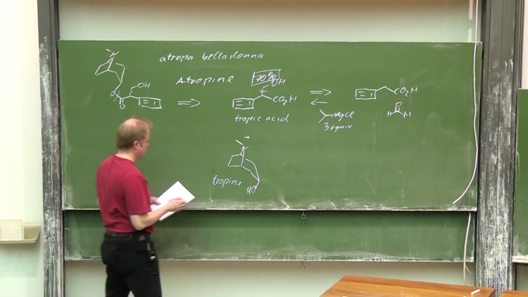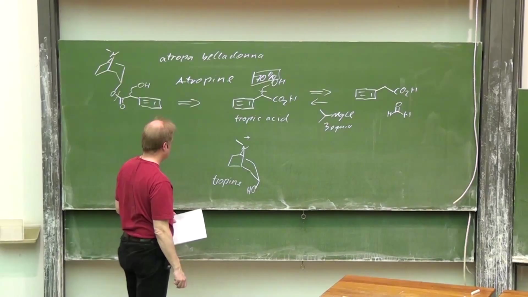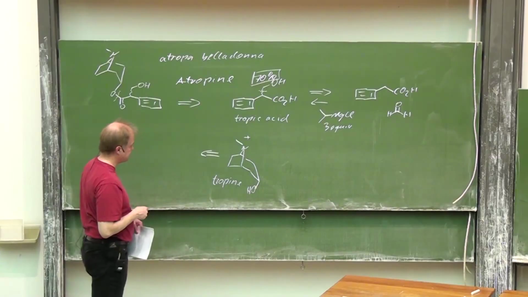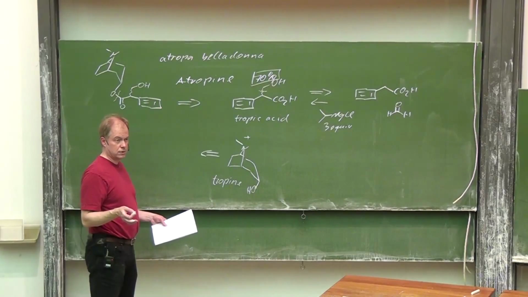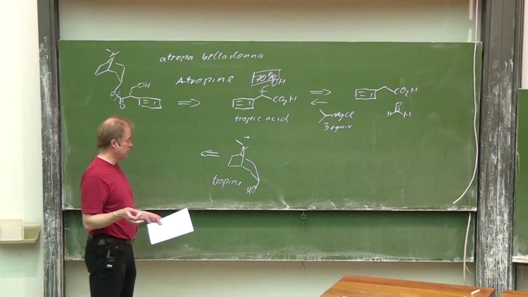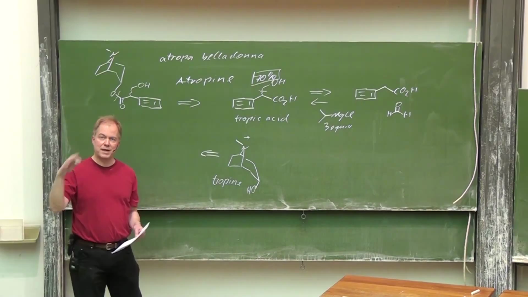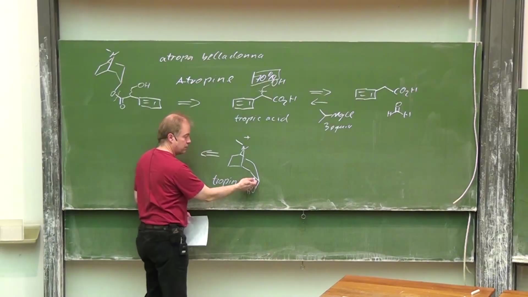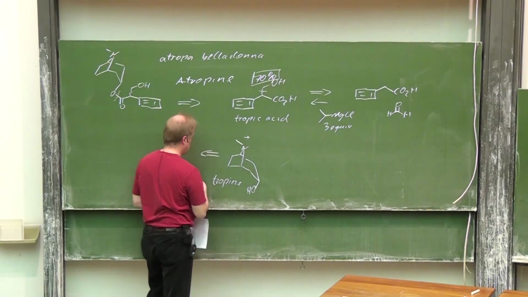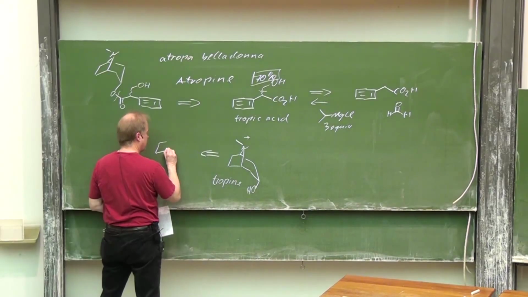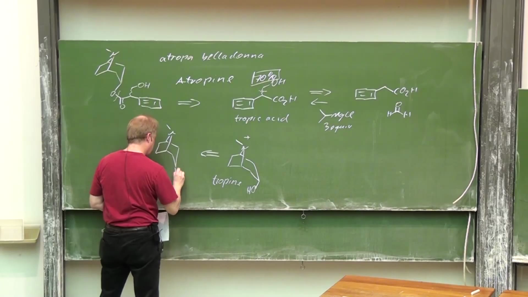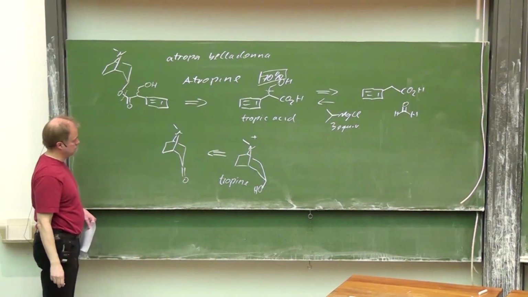What about the tropine? We are talking about the Mannich reaction. So, what we are setting up is an amino group in beta position of a carbonyl group. So here we have the alcohol, but for setting up a Mannich reaction, we need a carbonyl there. So, just let us transform that to the ketone.